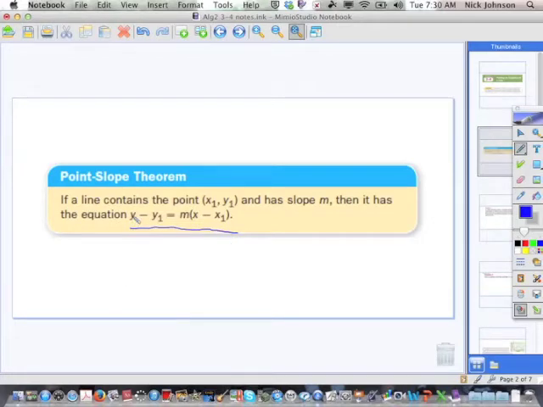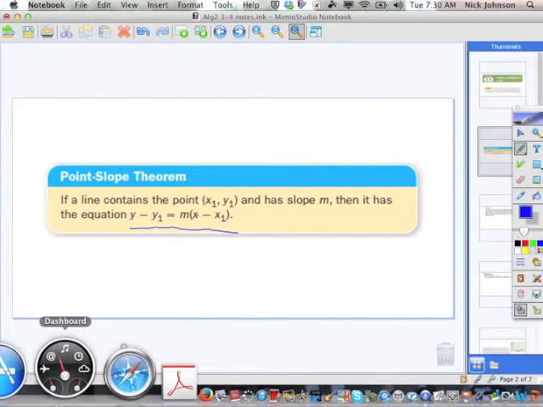Remember, this y and this x will not contain any numbers in it. The only things that have numbers are my x1, y1, my coordinate point, and the slope will have a value. The rest of them you just leave as y and x.